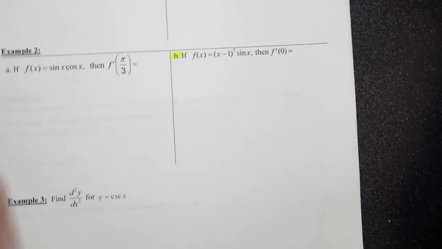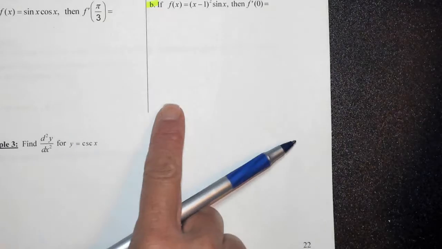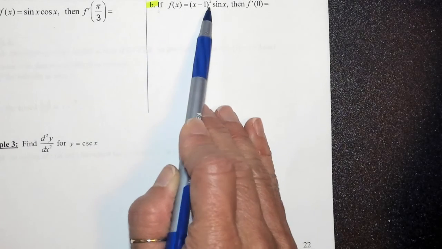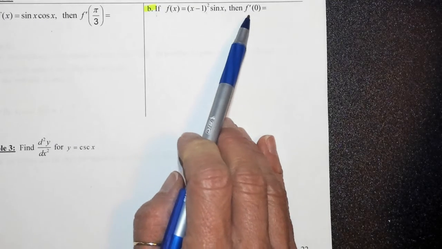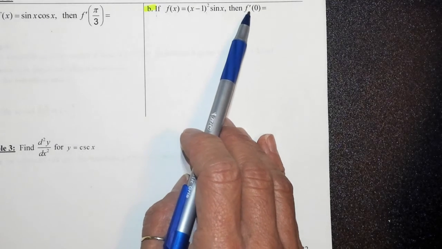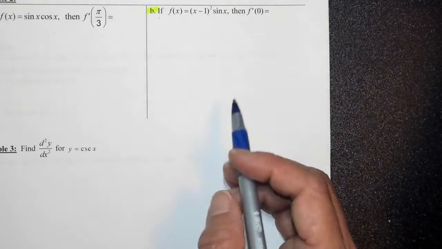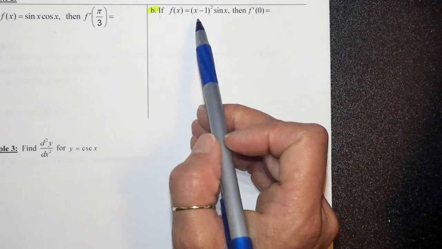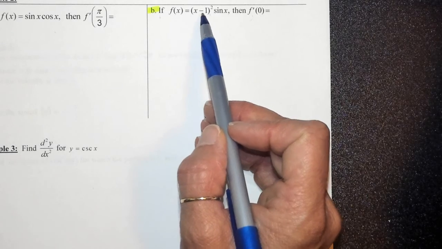So in example 2, I'm actually going to go through an application, and here it's saying find the derivative given this product here, and then we have to evaluate the derivative at 0. So this is the same thing as finding the slope of the tangent line to this curve at 0. So there's just a couple different ways we can look at this. Since we haven't learned the chain rule yet, we actually need to make some simplifications here.